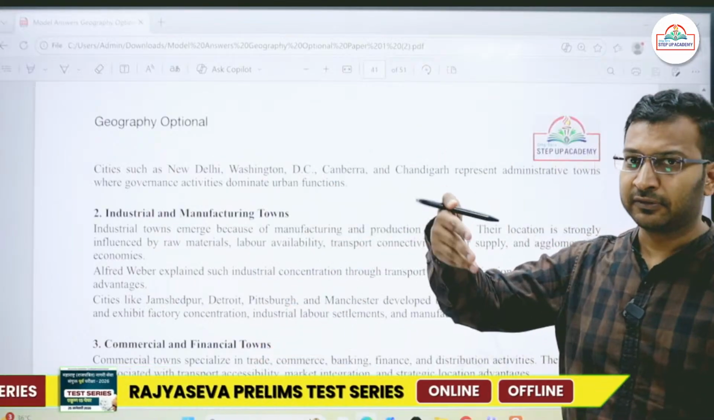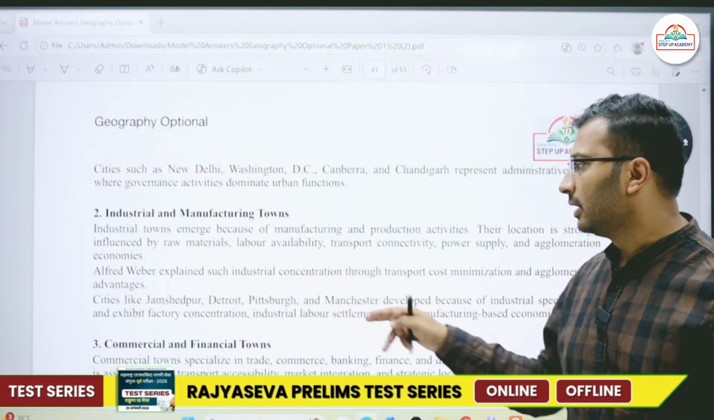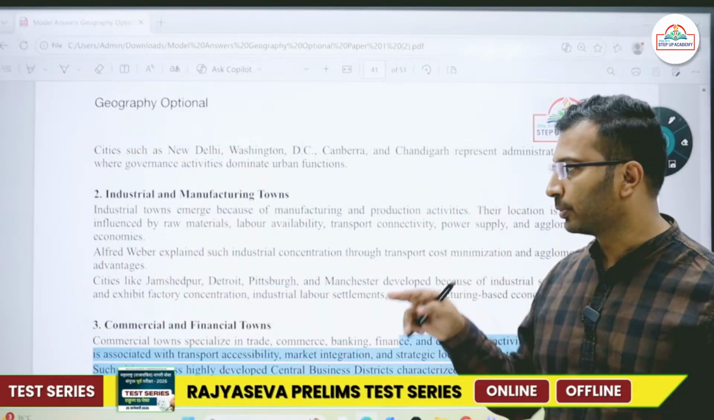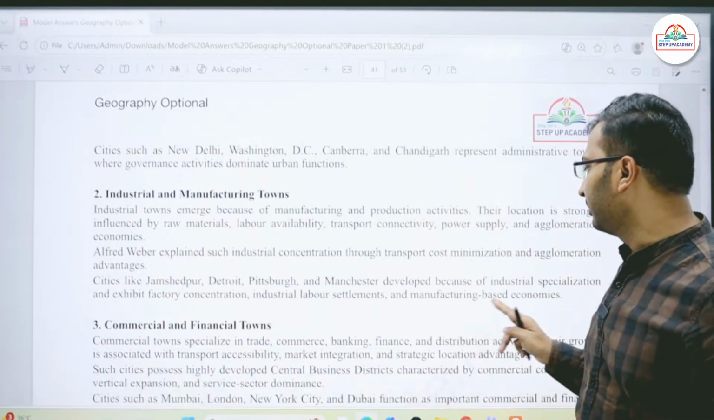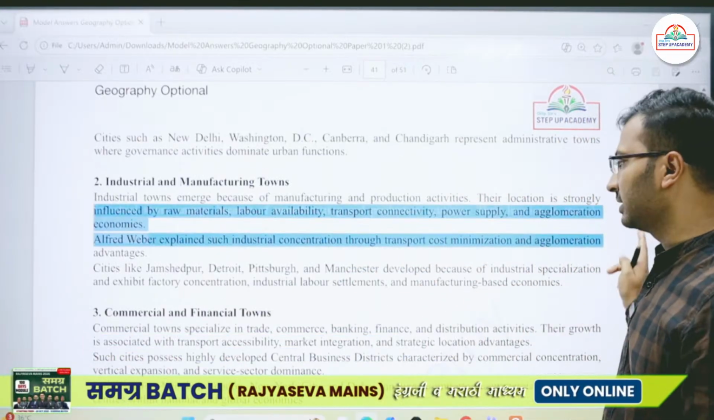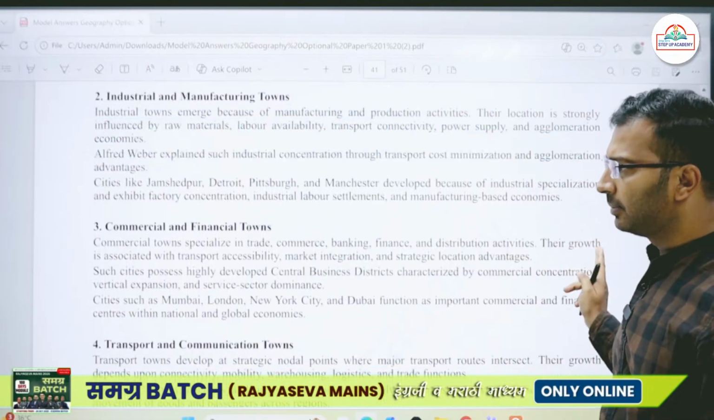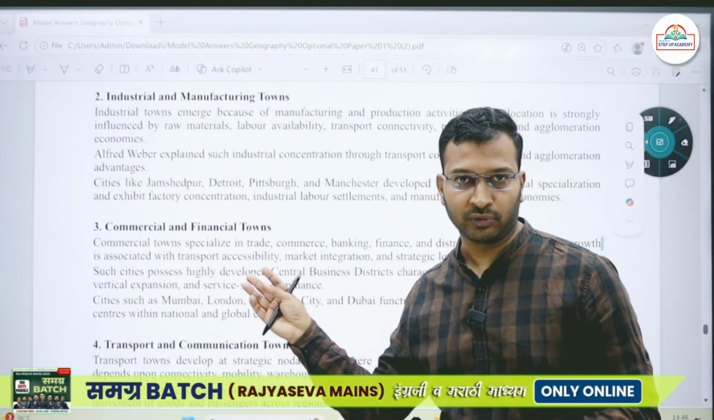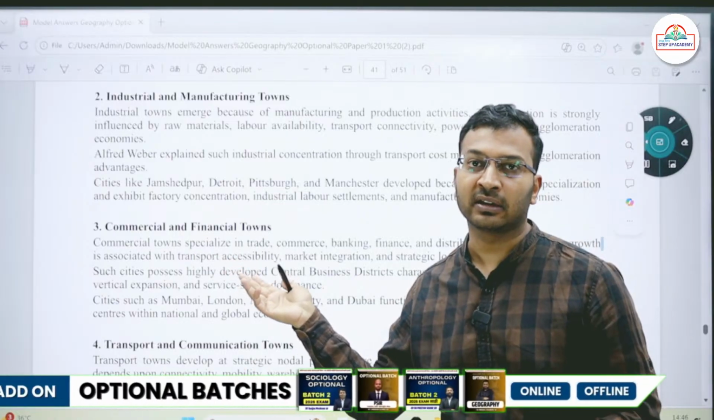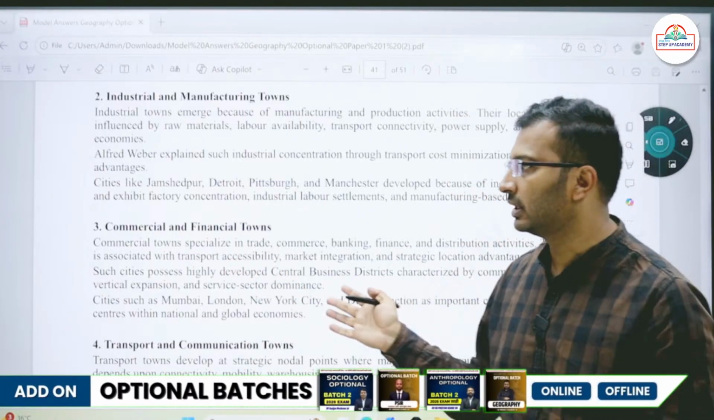Just now I gave a few examples. For example, Jamshedpur, then the Ruhr province. So industrial and manufacturing towns are there. Manchester is there. Okay, then commercial and financial towns. So there are some global cities, global towns that have developed.